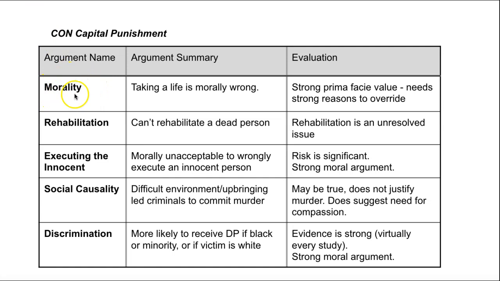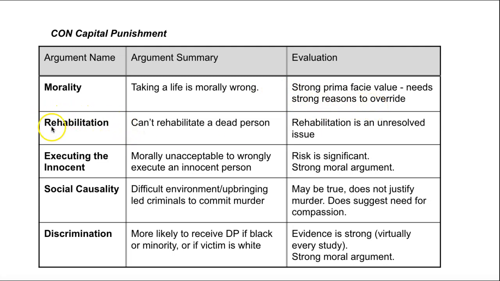The first argument is morality, and it states that taking a life is morally wrong. Now obviously that is definitely a value judgment, a moral judgment. Of course, in past centuries, capital punishment was not viewed by the majority of people as wrong, and so things have been changing over the years, and there are countries that do allow capital punishment besides the United States. But the inquirers that created this table believe that taking a life is morally wrong is a basic foundational principle of our society, and therefore it will need strong reasons to override that argument.